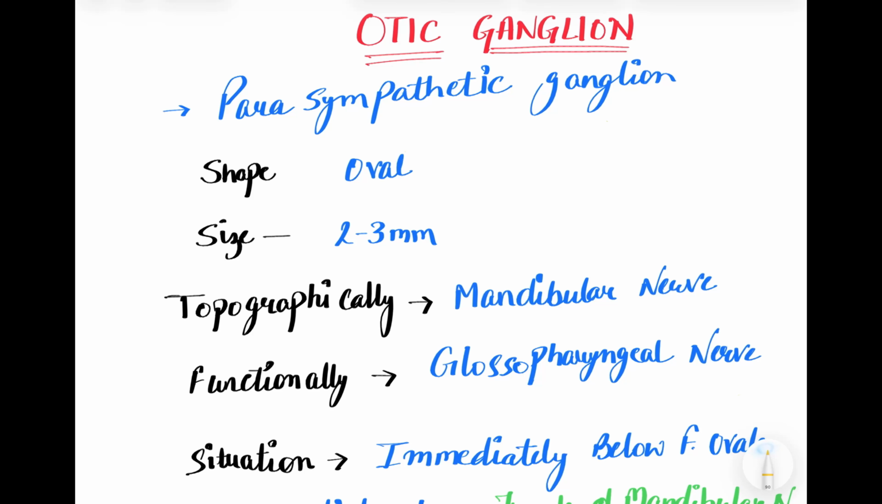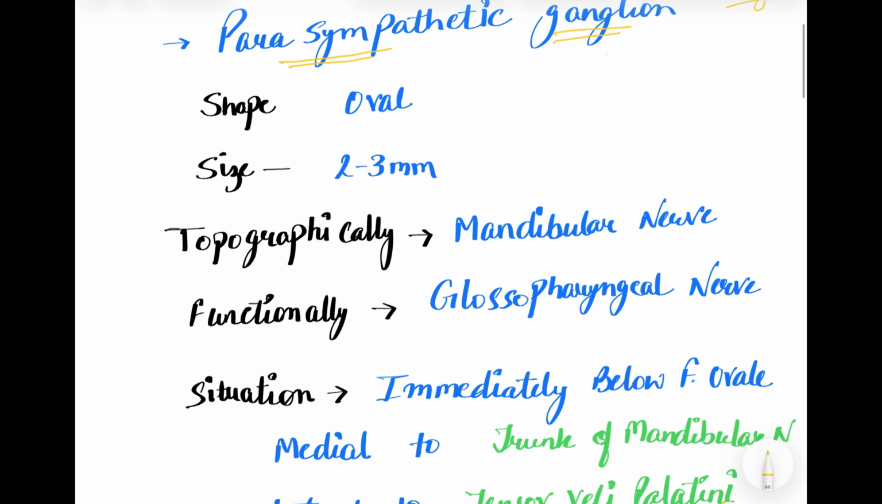Hello folks, today we will be talking of the otic ganglia, which is another parasympathetic ganglia that we are going to talk of. So the otic ganglia is a parasympathetic ganglia like the one we have already talked of, that is your ciliary ganglia. So it's another type of parasympathetic ganglia. The shape of this ganglia is oval, measuring 2 to 3 mm.